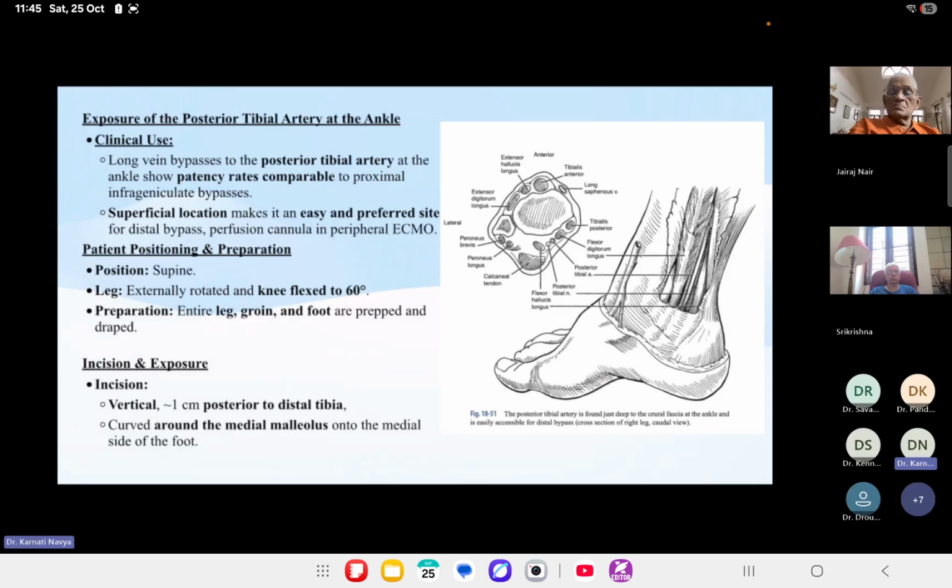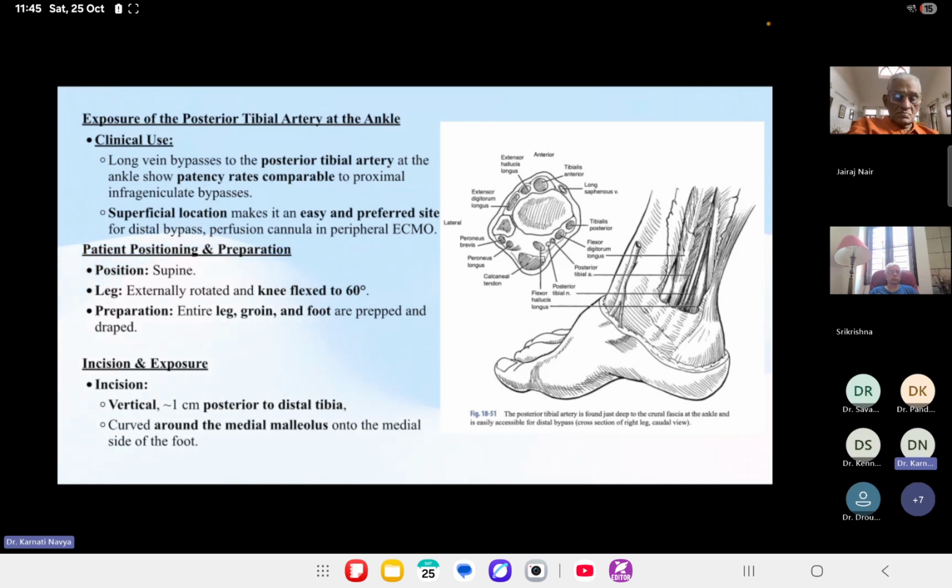Exposure of the posterior tibial artery at the ankle. Clinical use: long vein bypasses to the posterior tibial artery at the ankle show patency rates comparable to proximal infrageniculate bypasses. So its superficial location makes it easy and a preferred site for distal bypass. Also, in our cases, distal perfusion cannulas are inserted through the posterior tibial artery in peripheral ECMO.